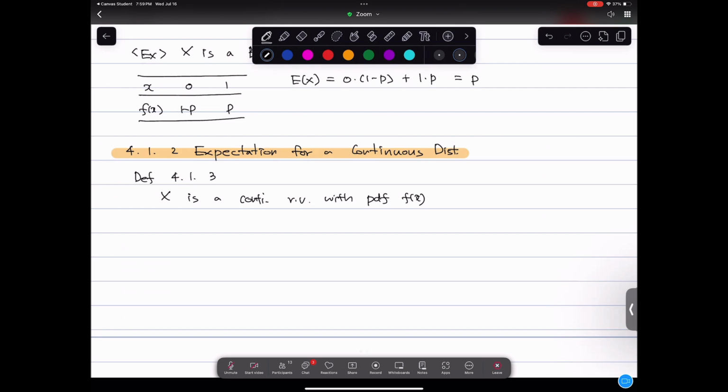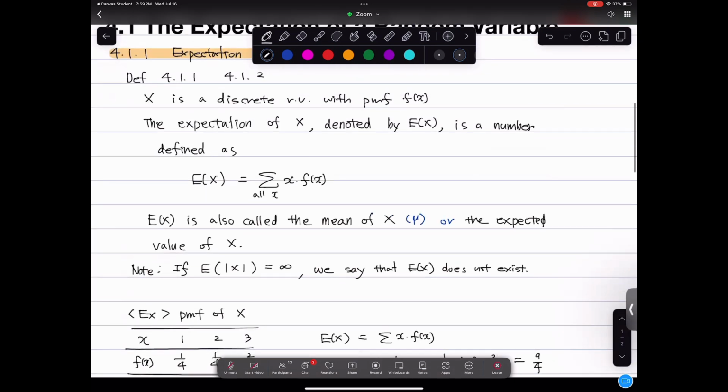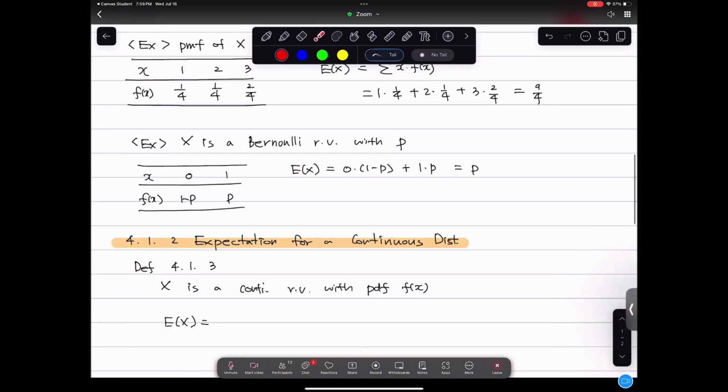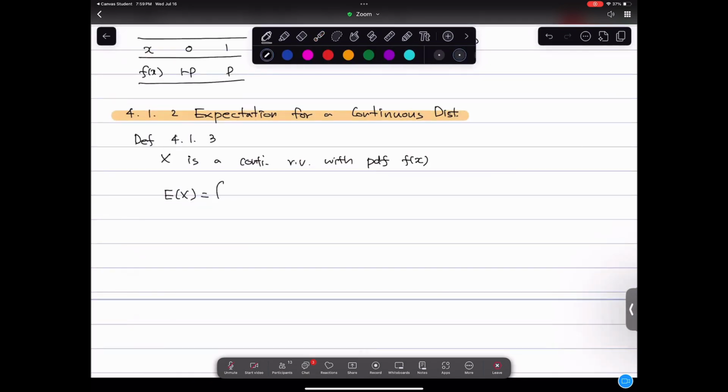It's a continuous random variable with PDF of f of x. Then the expectation of x equals, again, what do we do? We replace summation with integration. So that becomes, we're integrating from negative infinity to positive infinity, x times f of x with respect to x. All right, so that's expectation.